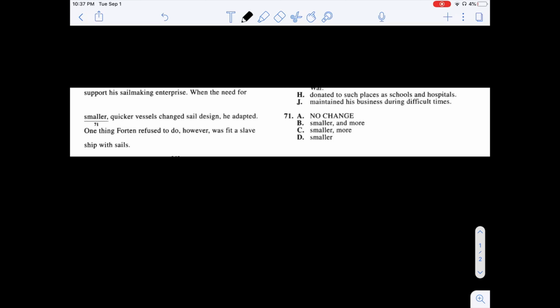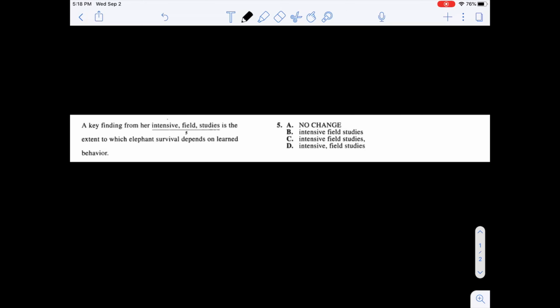So our rule was you do need a comma if you can switch their order and they remain meaning the same thing, or if you put an "and" between them, it also remains the same. So if I said "when the need for smaller and quicker vessels changed sail design," that retains the same meaning. And if I switch the two adjectives, I reverse them: "When the need for quicker, smaller vessels changed sail design," that also makes sense. So we do need a comma for 71. That's no change. All right, looking at number 5, try it on your own.